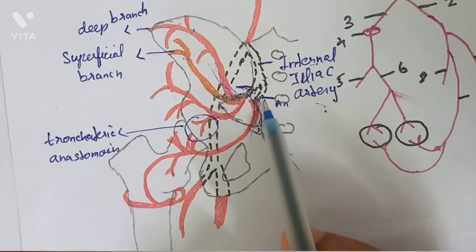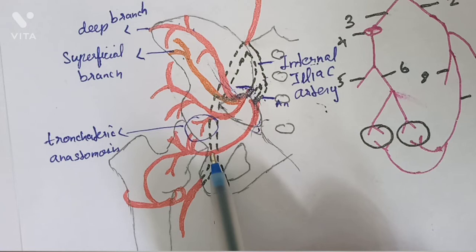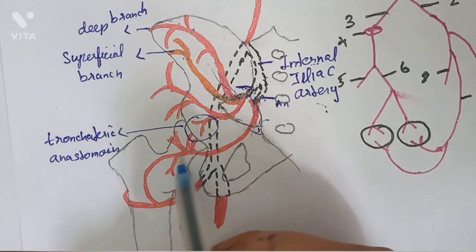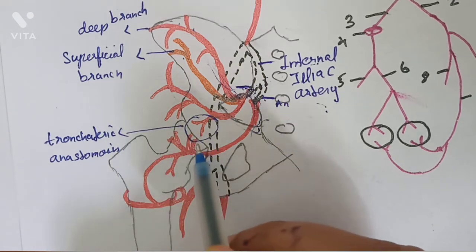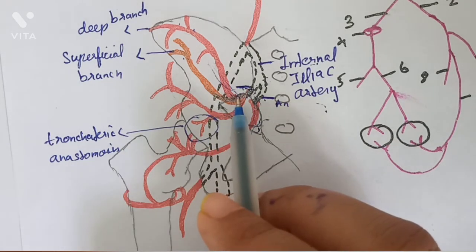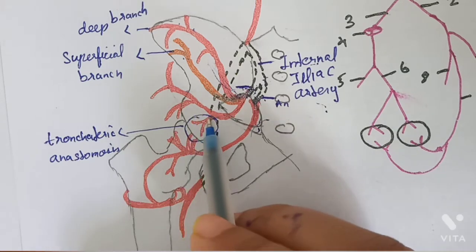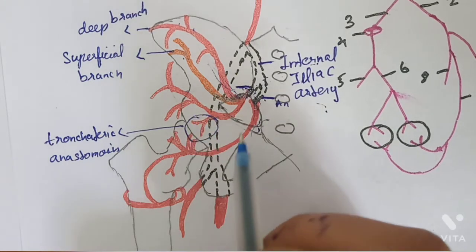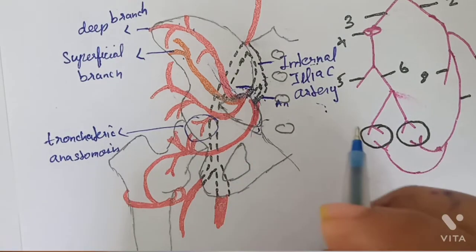Let us see the branches of the inferior gluteal artery. It mainly gives out three branches. The first one is the muscular branches to the adjacent muscles, and then the anastomotic branches, which anastomose with the branches of the superior gluteal artery. Here is the trochanteric anastomosis and the cruciate anastomosis. And the third branch is the artery to the sciatic nerve.